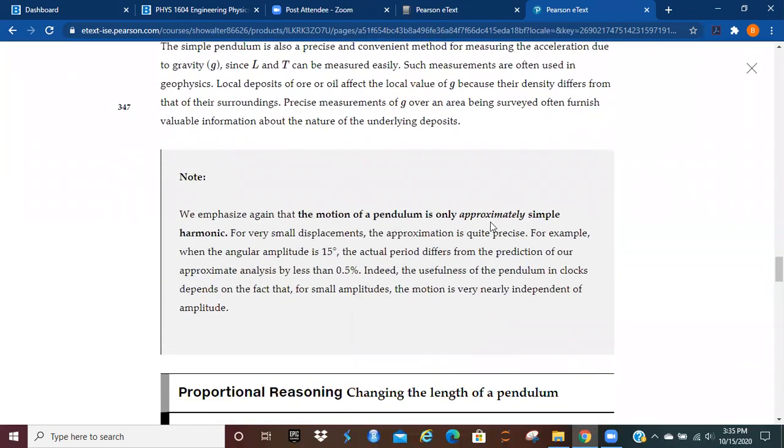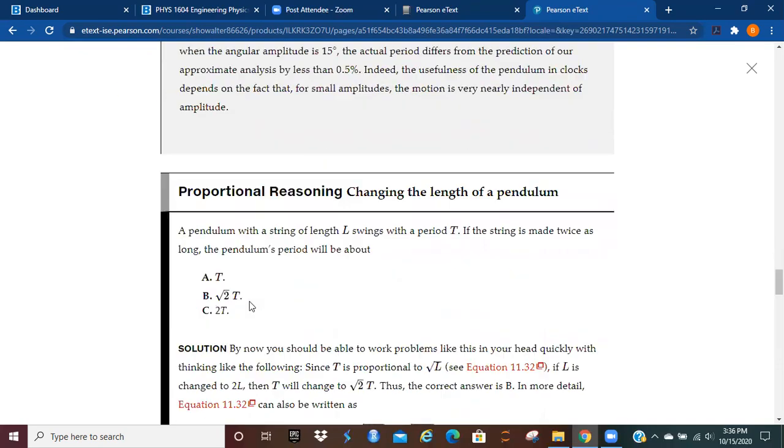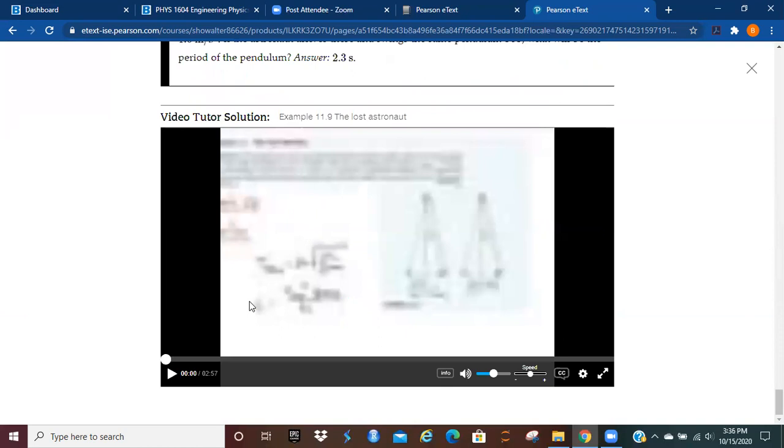So the motion of a pendulum is only approximately simple harmonic. For very small displacements, the approximation is quite precise. In other words, when the angular amplitude is 15 degrees, the actual period differs from the prediction of our approximate analysis by less than 0.5%. So the usefulness of the pendulum in clocks depends on the fact that for small amplitudes, the motion is very nearly independent of the amplitude. You've got a few problems there to work through.